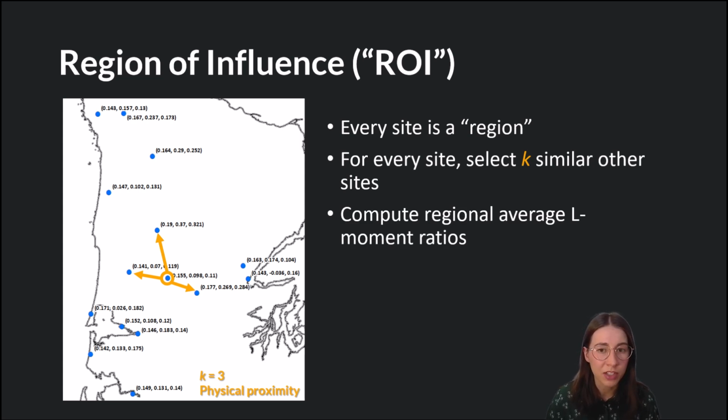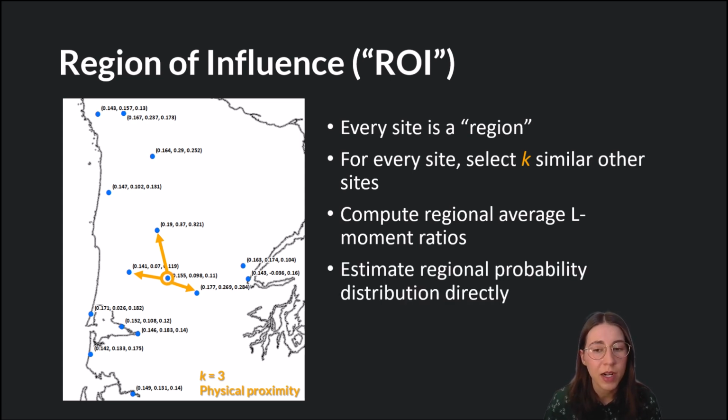L moment ratio. In that way, each of these is considered its own region, computes regional L moment ratios, and estimates the regional probability distribution directly, and this happens for every single site. The number of sites used in each region can vary from site to site.